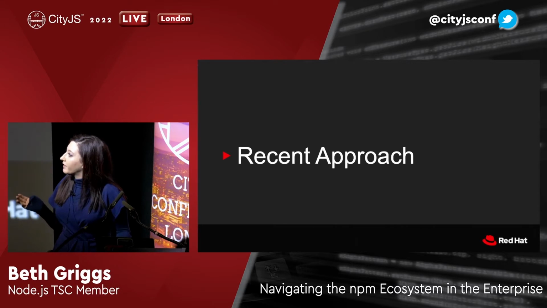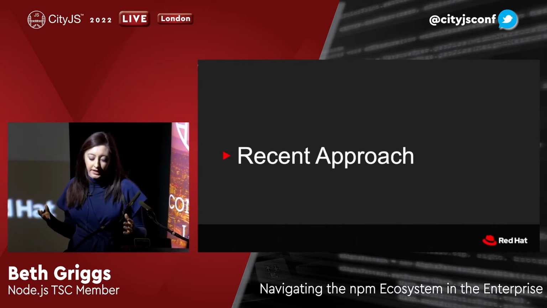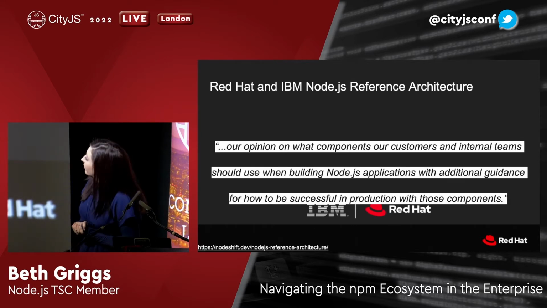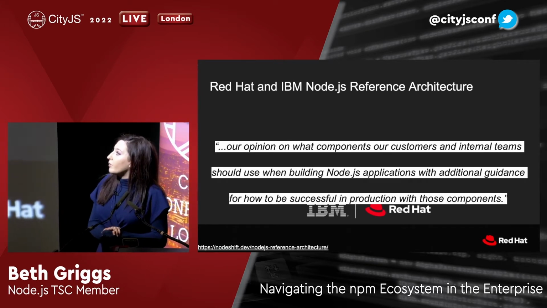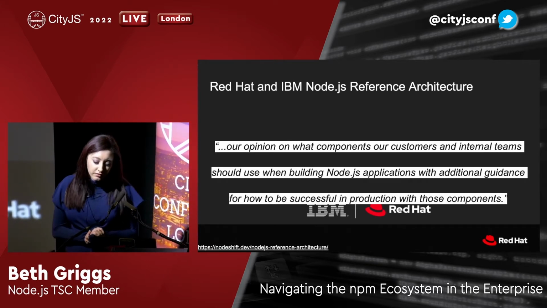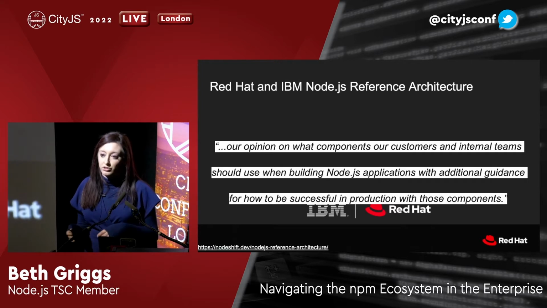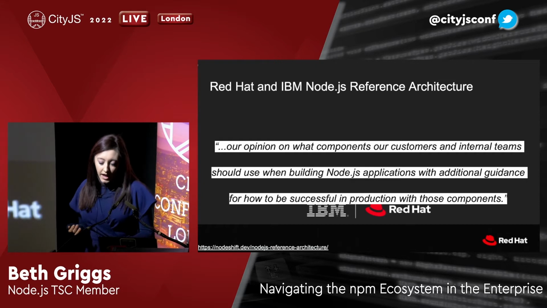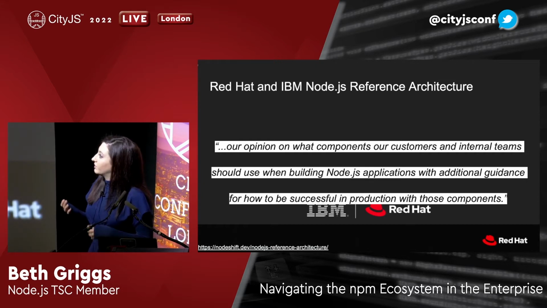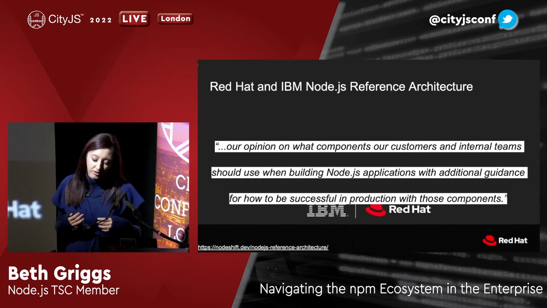And actually, we're taking this approach in unison with all of our other approaches. It's not instead of, it's just in addition. My slides have gone a bit wonky in the convert, but anyway. So our new approach is to produce a reference architecture. What we describe this as is our opinion on what components should be used for our internal teams and clients, and also some additional guidance for how to be successful in production with those components. It's really just a set of good default choices when you're selecting from the NPM registry.